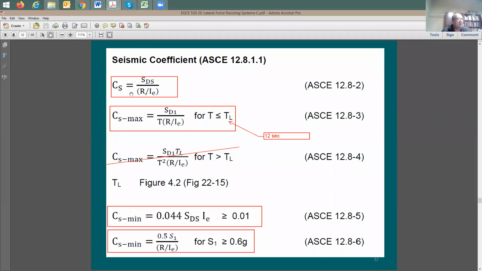Now, after this, you're going to be coming to these equations. We said SDS. We understand that you're going to be figuring it out based on the map or based on the location according to the address I gave you. This is going to be for SDS, SD1, and also T sub L, which we consider to be 12 seconds. And then after that, you're going to be doing these two equations. This is going to be the Cs that you need to use. It has a maximum and a minimum value that you need to consider.